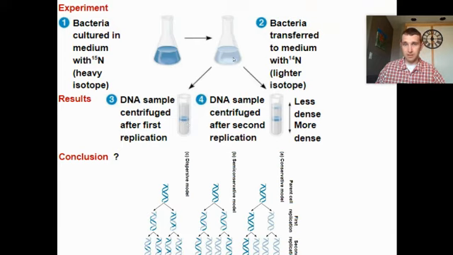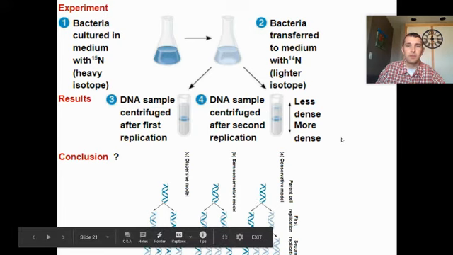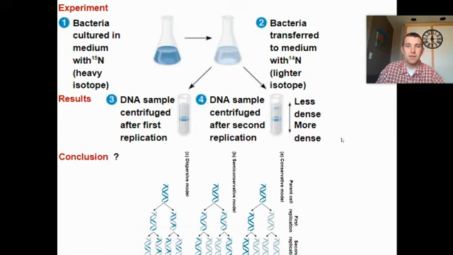They pulled out some after another 30 minutes to an hour, after it had replicated one more time, and found that a large quantity of it was still very dense, but they also had a second band that was less dense. So what model does this information match up with that would give us that same type of information?